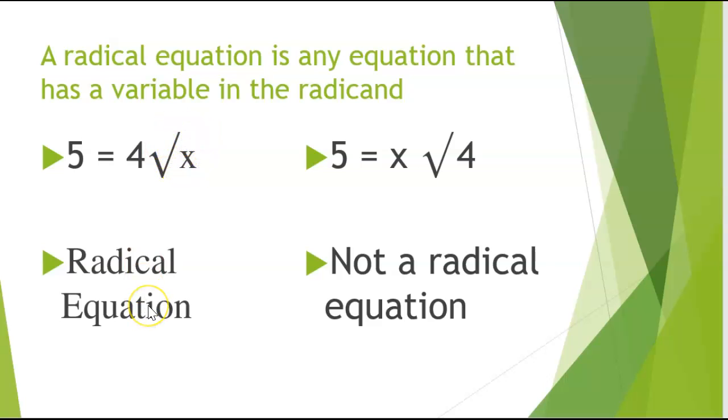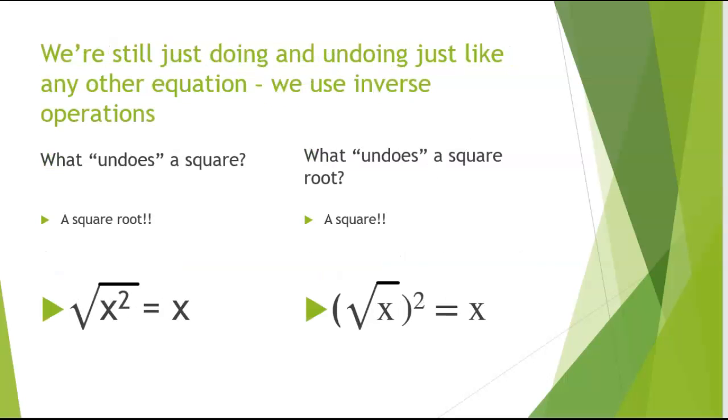That's a radical equation. This one, 5 equals x square root of 4, this is the square root of 4, this is not a radical equation, even if it wants to be. And just like any equation, we're just doing and undoing by using inverse operations. Remember, to undo multiplication, you use division. To undo addition, you use subtraction. Those are the inverses.